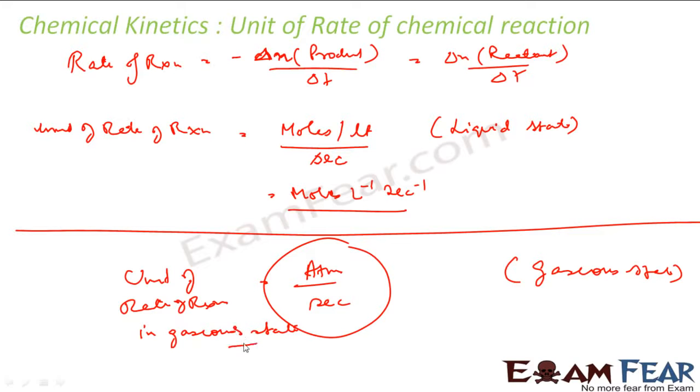Is this clear? So we have two different types of rates, instantaneous rate and average rate. In both cases the unit is the same. If it is a liquid solution, we talk about moles per liter per second. If it is in the gaseous state, for example H2 plus O2, then we talk about ATM per second. ATM is nothing but atmospheric pressure.